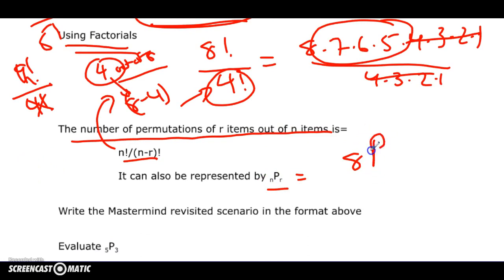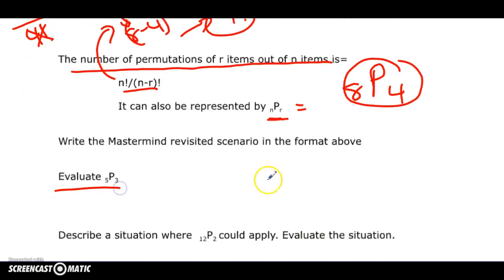You write 8P4, and that means a permutation of 4 things out of 8. That is another way to write it, and that's how your textbook writes it: with an underscore, like lowercase little tiny 8s and Rs. So if you see this, what does that mean?